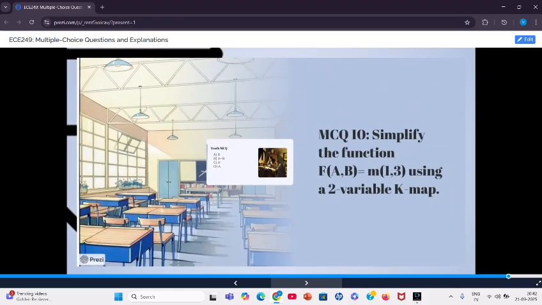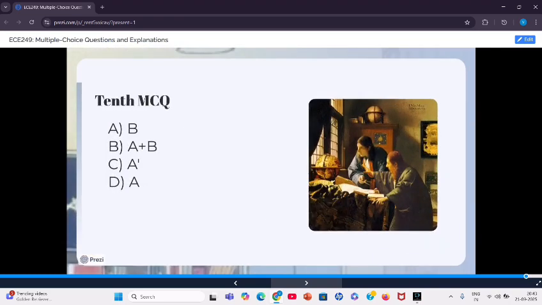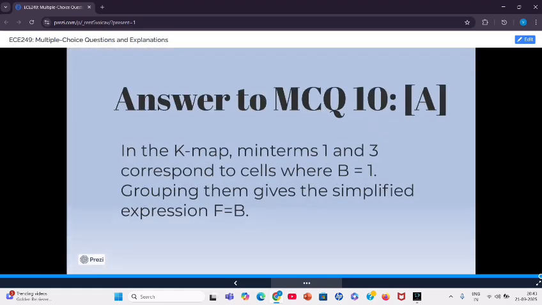Moving on to the 10th question. Simplify the function f(a, b), where m is the minterms 1, 2, using a two variable K map. Options are option A, B; option B, A plus B; option C, A complement; option D, A. I hope you all have paused the video and calculated the right answer. So the right answer for this is A, which means B.